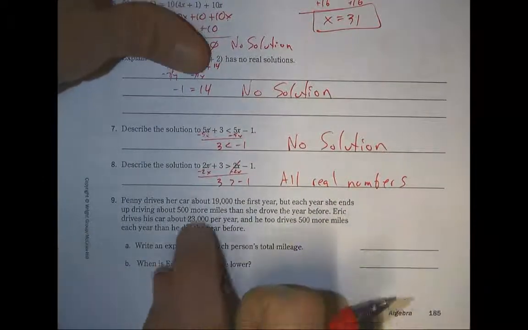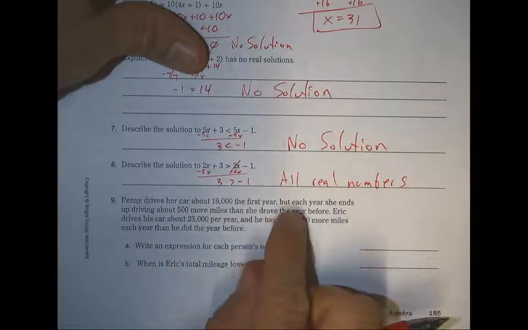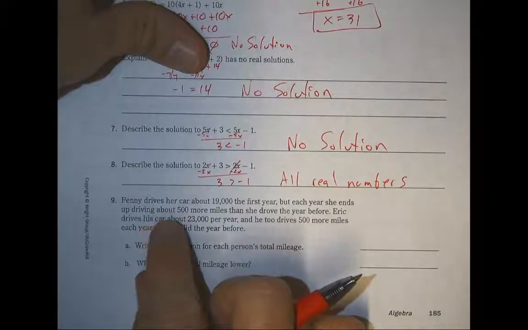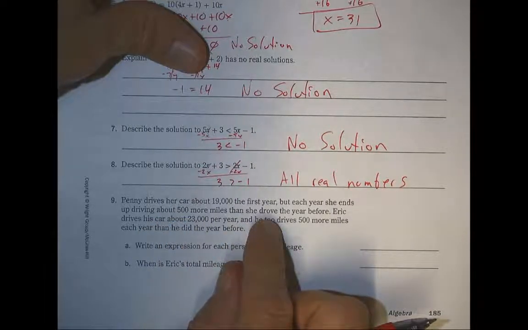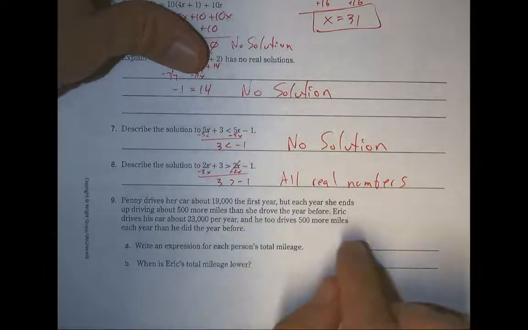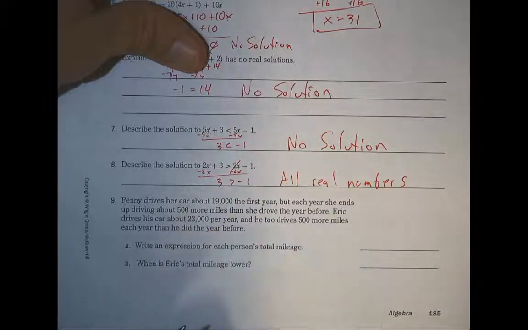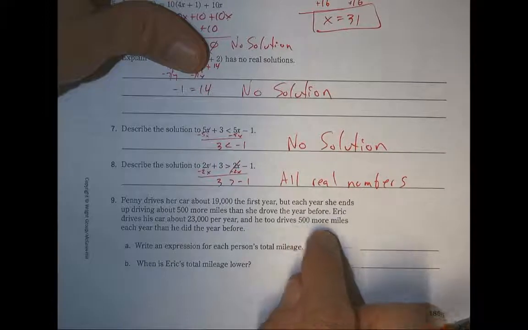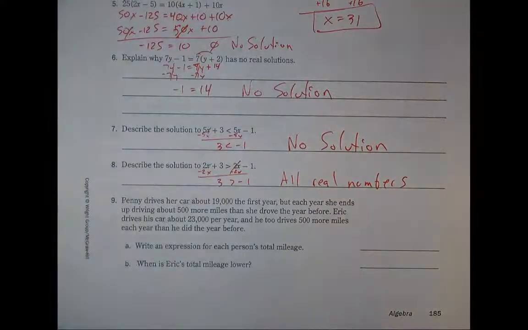And number 9. So she drives her car 19,000 the first year, but each year she ends up driving about 500 more miles than she drove the year before. So Eric drives his car about 23,000 per year, and he too drives 500 more miles each year than he did the year before. Write an expression for each person's total mileage.